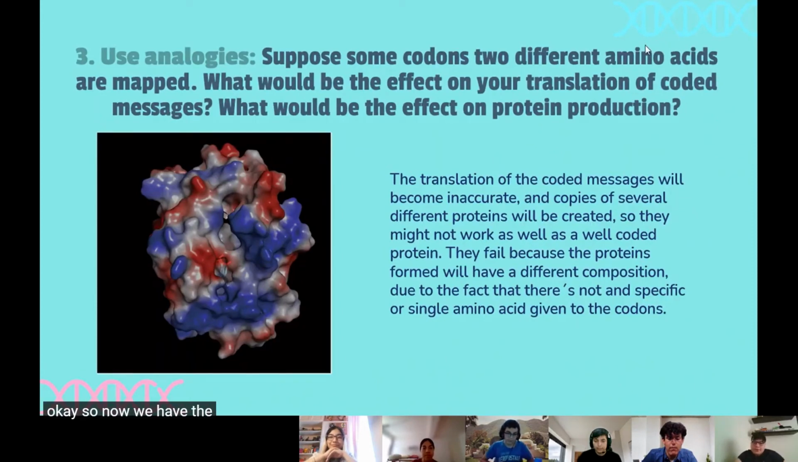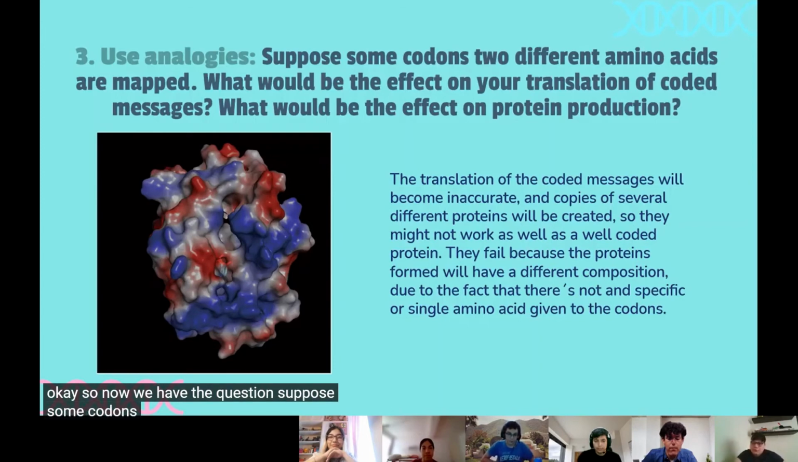Okay, so now we have the question. Suppose some codons to different amino acids are mapped. What would be the effect on the translation of coded messages? What will be the effect on protein production? Well, the translation of the coded message will become inaccurate, and copies of several different proteins will be created, so they might not work as well as a well-coded protein. They fail because the proteins formed will have different composition, due to the fact that there's not a specific or single amino acid given to the codons.